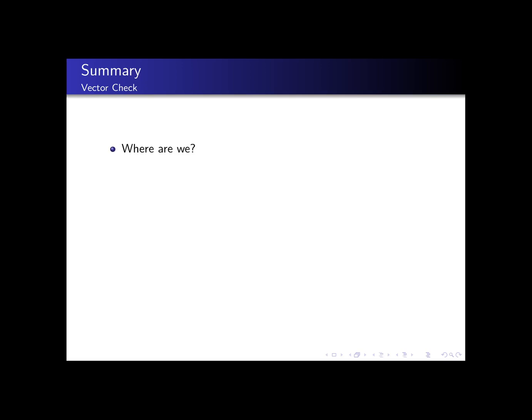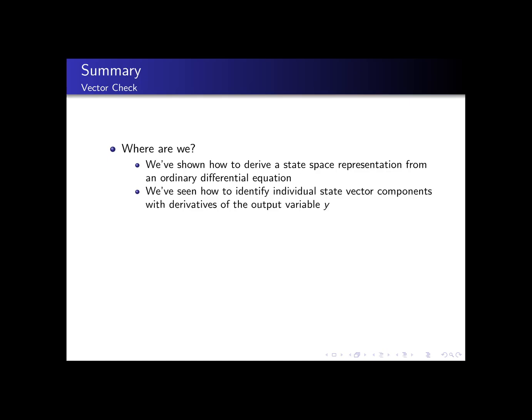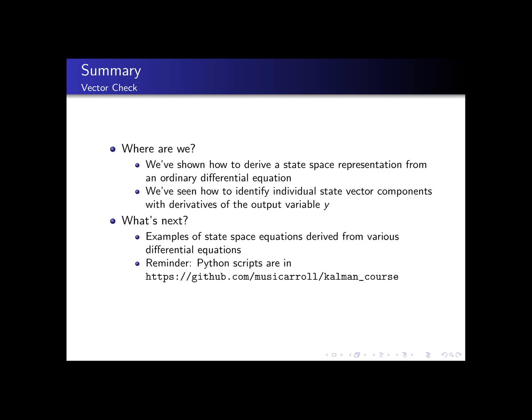All right, where are we at? We've shown how to derive a state space representation directly from an ordinary differential equation. We've seen how to identify individual state vector components with the derivatives of the output variable. And we've taken a look at the measurement equation. Now, what are we going to look at next? In the next video, we're going to take a look at some examples of state space equations derived from various common differential equations. And as a reminder, there are Python scripts to play with up on GitHub. All right, that's it. Thank you for watching.